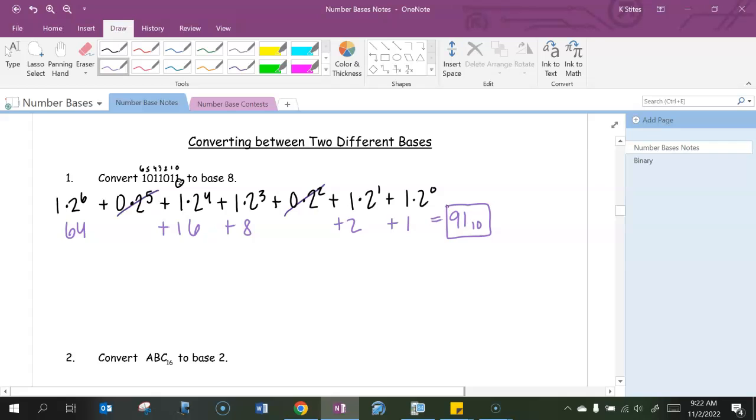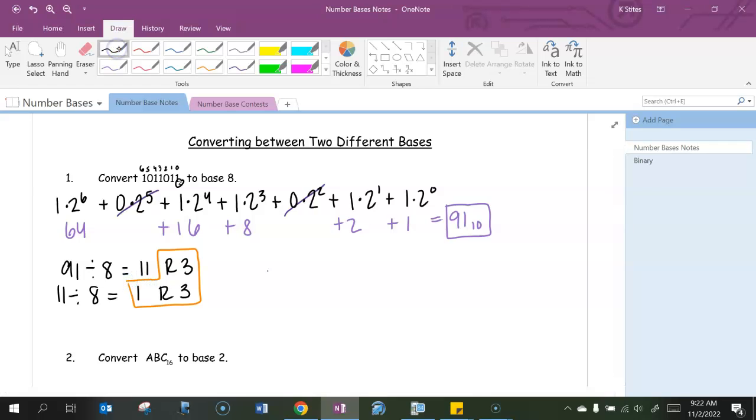And now we'll take 91 base 10 and we will convert it to base 8. So this is what we did in our last video. We'll take our 91 and divide it by 8. And that is 11 remainder 3, because 8 times 11 is 88 with a remainder of 3. 11 divided by 8 is a 1 with a remainder of 3. And then 8 does not go into 1, so that means we're done. And this would be 133 base 8. Okay, and that would be your final answer.